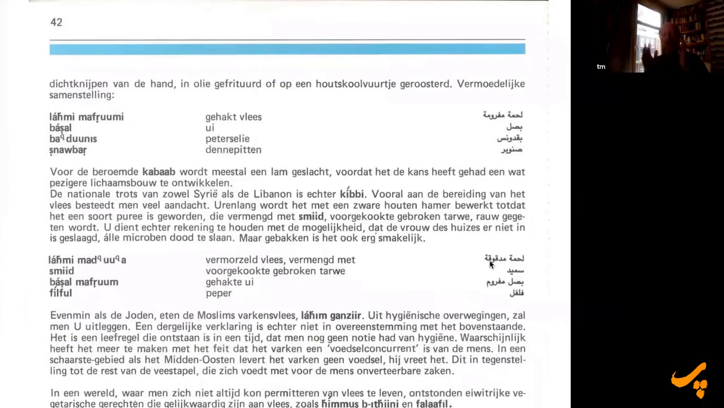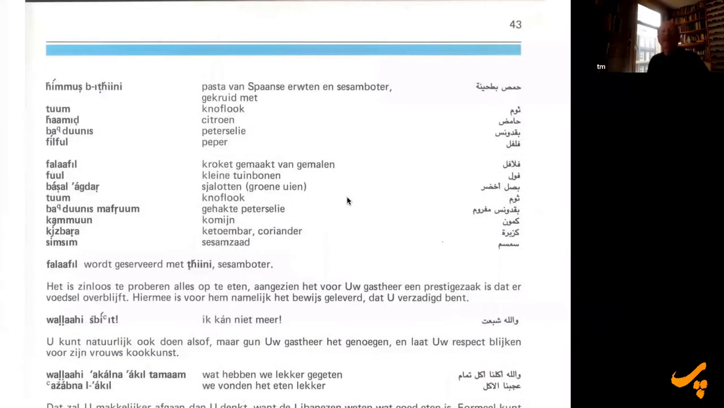But to stick on another thing, what do you eat? Well, here is a description of hummus with tahini. You see the Arabic letters here, and my transliteration for Dutch soldiers and what it is. So hummus with tahini is a paste of chickpeas and sesame butter or sesame paste. Then toum, which is of course garlic. And then you have hamad, which is lemon. Ba'adunis, parsley. Ba'adunis, you see I write a little Q here for ba'adunis. And filfil for the pepper.